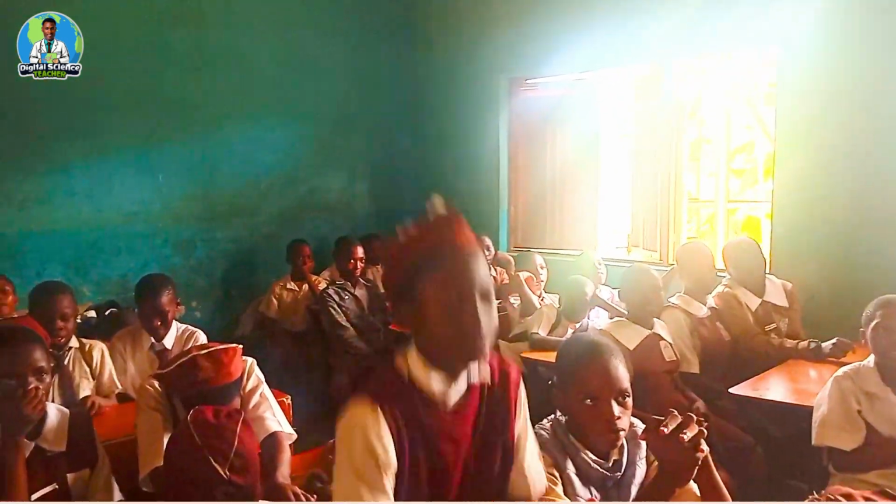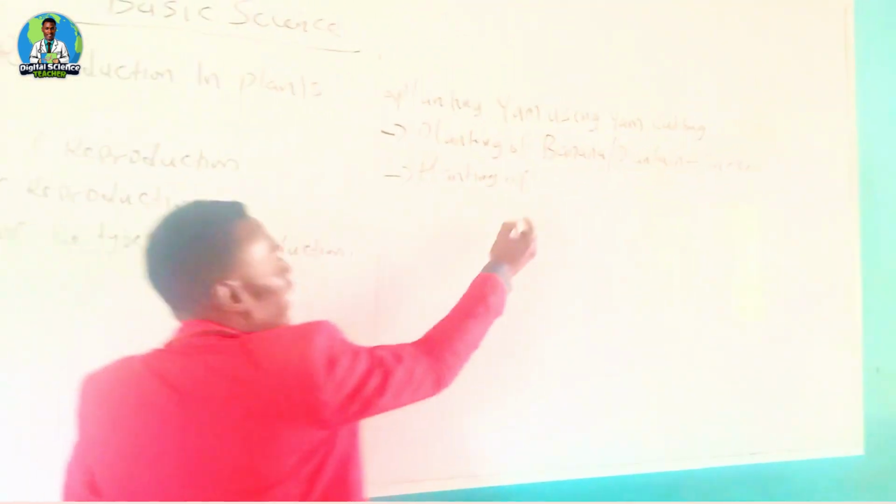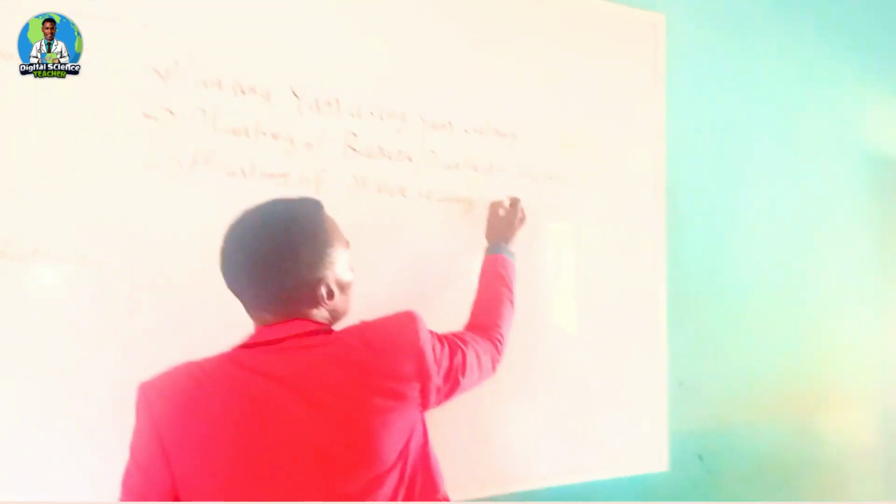It grows. All right, let's clap for Isaac. Okay, so he said planting of maize using seeds. Planting of maize using seeds. That's brilliant. I want one more.